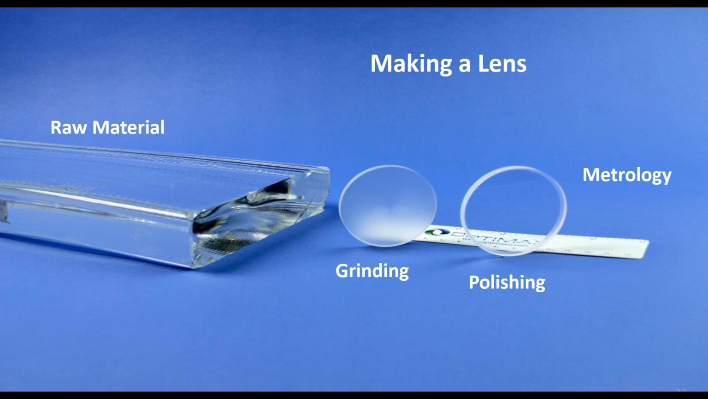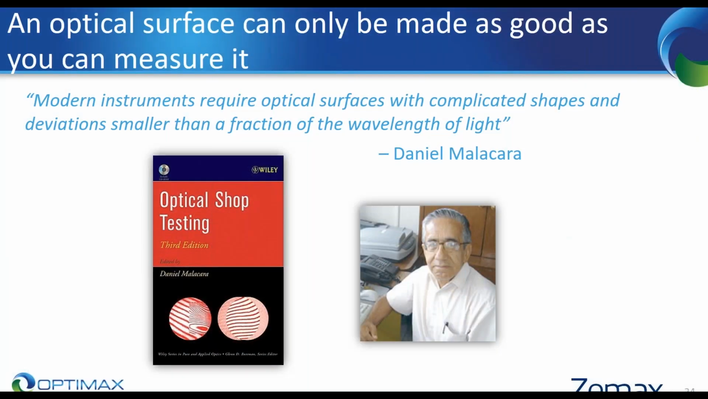Okay, so we've gone through raw materials, we've gone through grinding, we've gone through polishing. Now let's talk about some metrology. So I want to kick this off with a statement that I do love. An optical surface can only be made as good as you can measure it, which I fully believe. You need to be able to verify the surface.